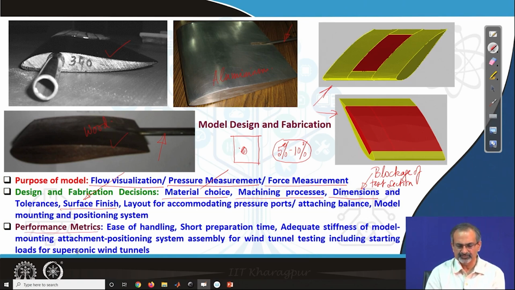Performance metrics include how easily you can handle the model, how easily you can assemble or disassemble it, or do maintenance within a short time. The preparation time should be short.